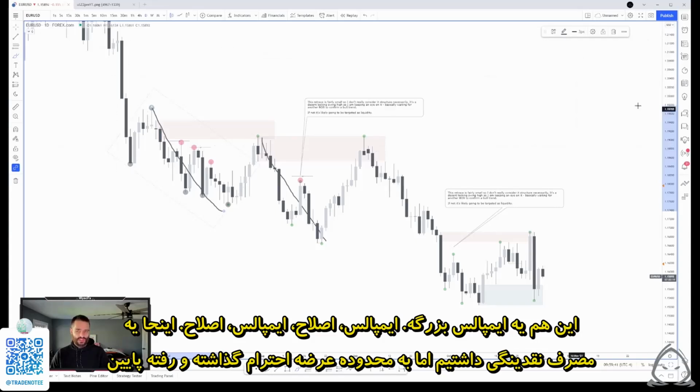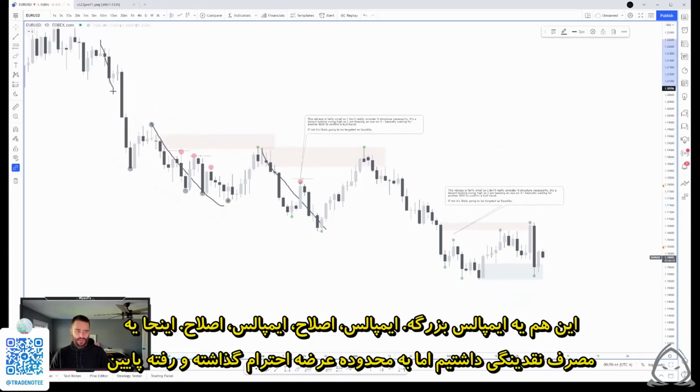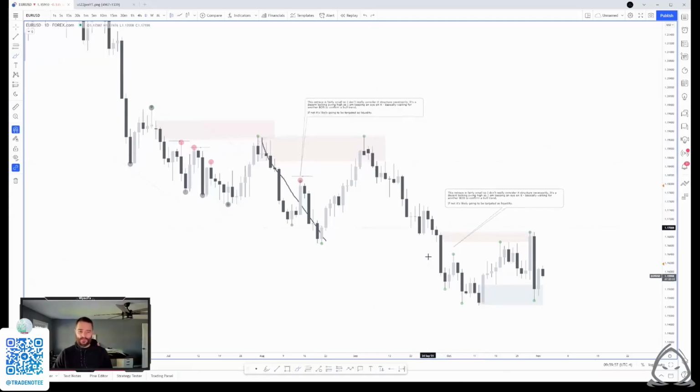And what does that start to give us? So if I just make this a little bit smaller: impulse, correction, impulse, correction, impulse, really deep correction. Yes, we do sweep a little bit of liquidity, but again, we're for the most part respecting the supply zone, and then we move to the downside.